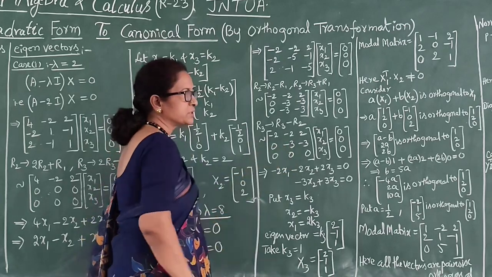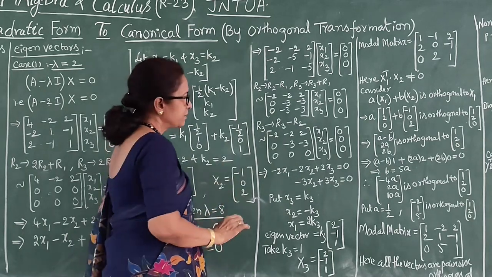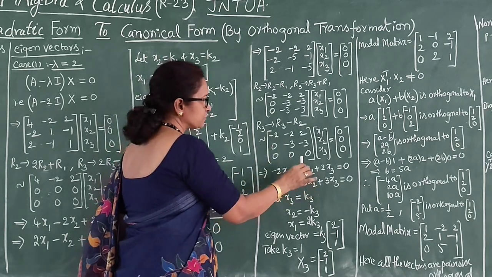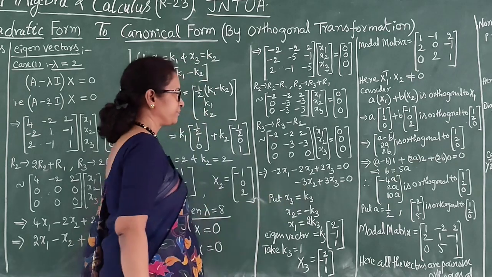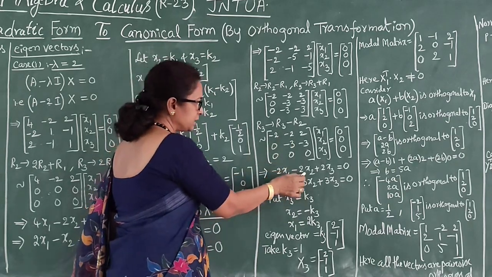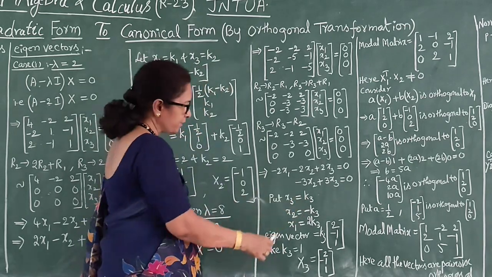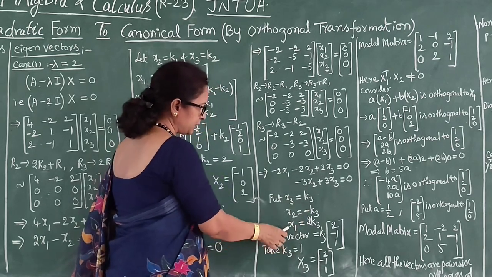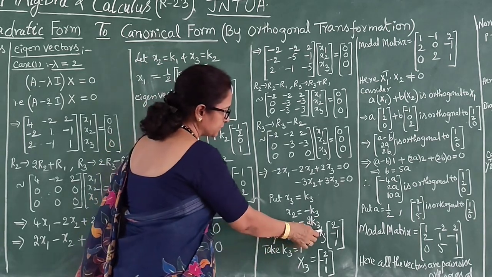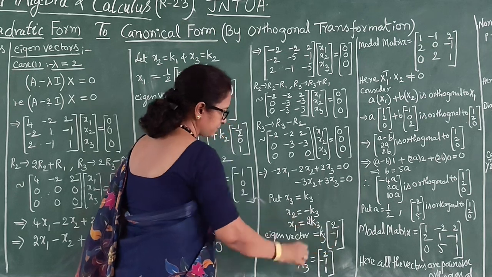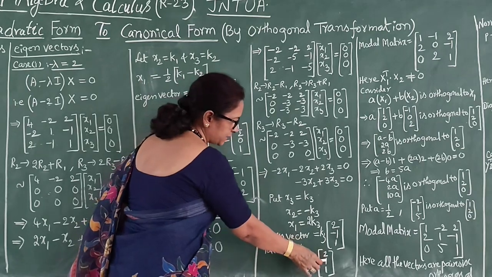Number of independent variables is n minus r, 3 minus 2, is equal to 1. So the independent variable is 1. Therefore I am taking x3 is equal to k3. From these two equations, taking x3 is equal to k3, we get x2 is equal to minus k3 and x1 is equal to 2k3. Therefore, the eigenvector is k3 into (2, minus 1, 1). If you take k3 is equal to 1, you will get x3 is equal to (2, minus 1, 1).